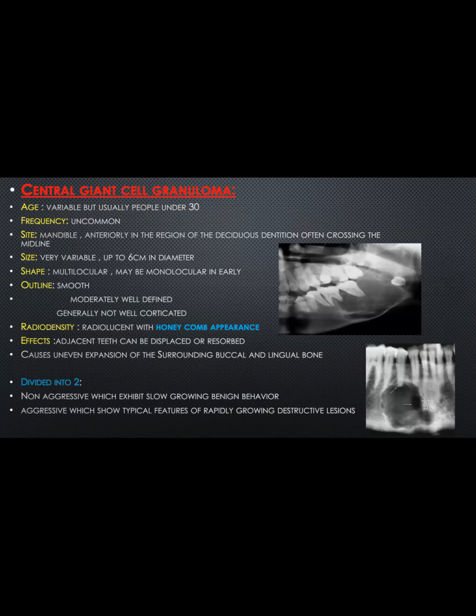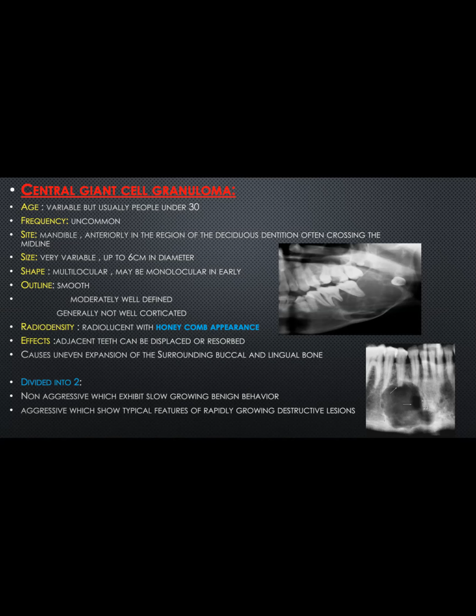Okay, now central giant cell granuloma. This is a relatively uncommon non-neoplastic mass in the jaw producing an expansile radiolucent lesion. The age varies, but usually people under 30. The site, as you could see in the X-rays, is usually the mandible or the anterior region of a deciduous dentition, often crossing the midline. The picture that I found on the bottom is not quite crossing the midline, but it's really close. Usually they're multilocular, or it could be unilocular in the early stages. Its characteristic is that if you look at the upper one, it resembles a honeycomb appearance.